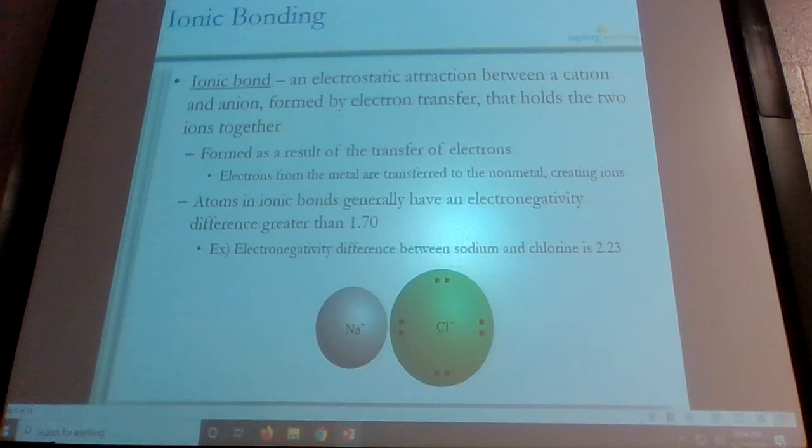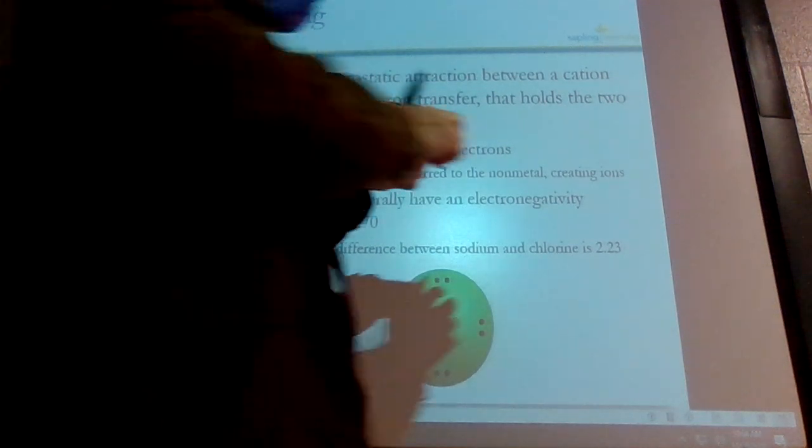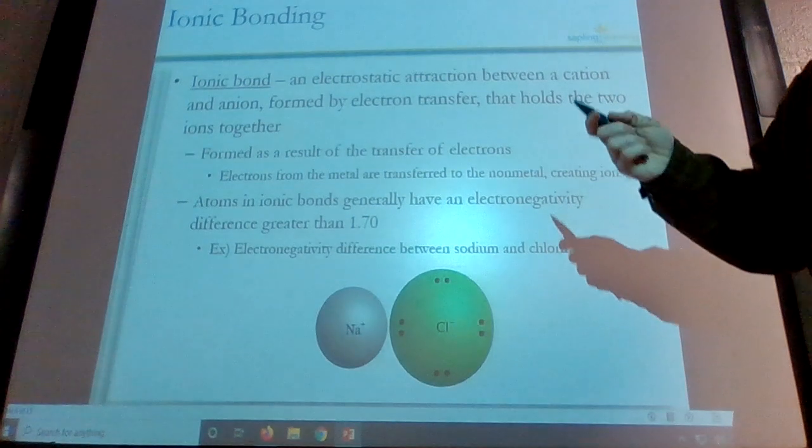Electron transfer is ionic bonds. I also have the charges, which tell me it's an ionic bond. This is an ionic bond. For covalent bonds, we'll do something very different. So that's one of the ways you can kind of tell it's an ionic bond.